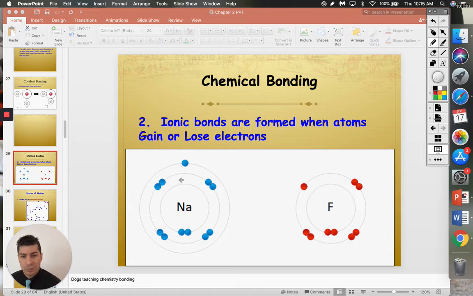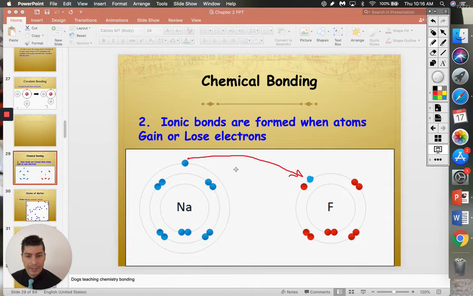So it wants to gain 1. These two are like a match made in heaven. The sodium wants to lose 1. The fluorine wants to gain 1. So what happens here is that electron gets lost and it goes over to our fluorine there. It comes over and now fluorine has 8 as well. Sodium loses 1, fluorine gains 1. Sounds good, but where does the bond come in, right?